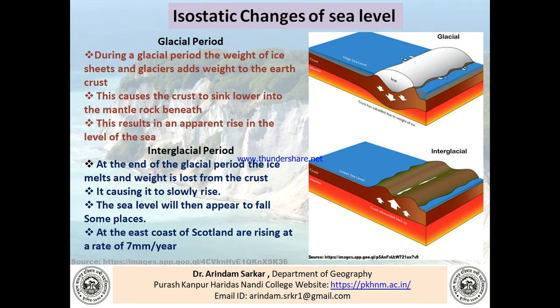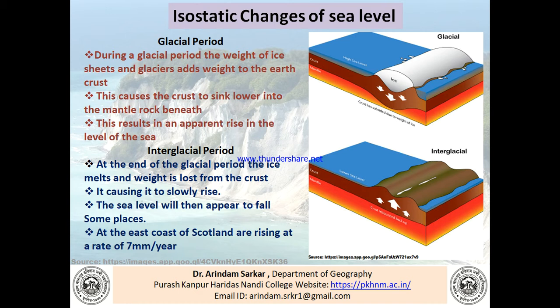Now isostatic change of sea level. Isostatic change of sea level is associated with two different periods, that is the glacial period and the interglacial period. What is happening here? During a glacial period, the ice sheets and glaciers add weight to the earth's crust. This causes the crust to sink lower into the mantle rock beneath. This results in an apparent rise in the level of the sea.